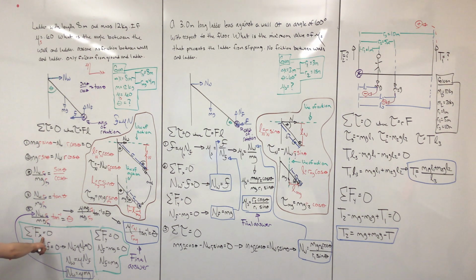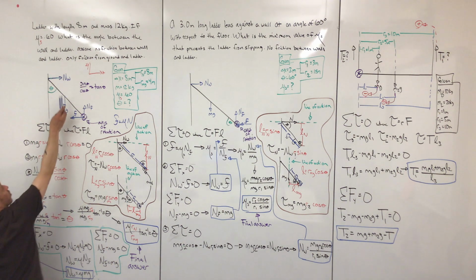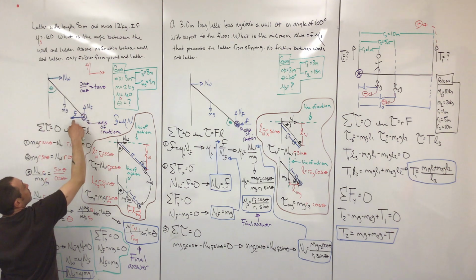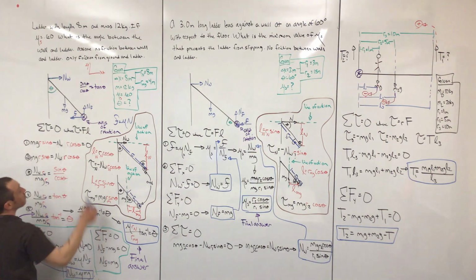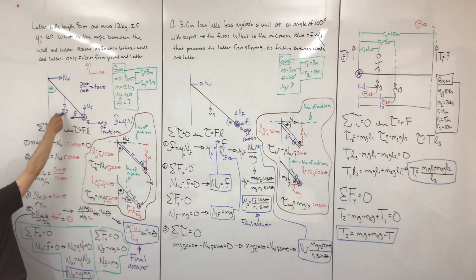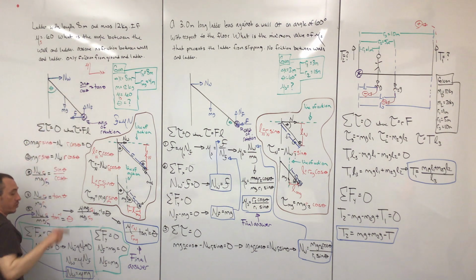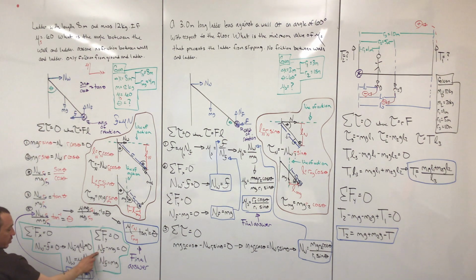All right, so we do sum of forces in the x and sum of forces in the y. This thing isn't moving, so they're both in equilibrium. The sum of forces in the x are the normal force of the wall, which is in the positive x direction, and friction, which is negative, equal to 0. The sum of forces in the y are the normal force from the floor and the mg. mg is negative, the normal force of the floor is up, so normal force minus mg is equal to 0.